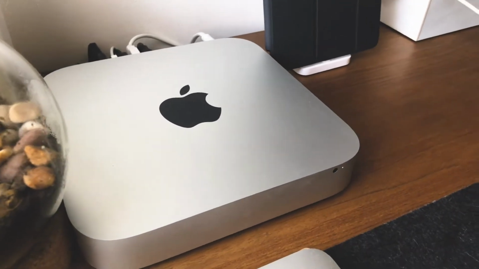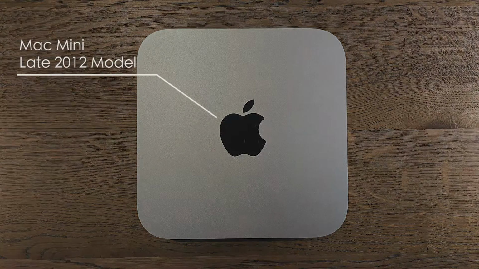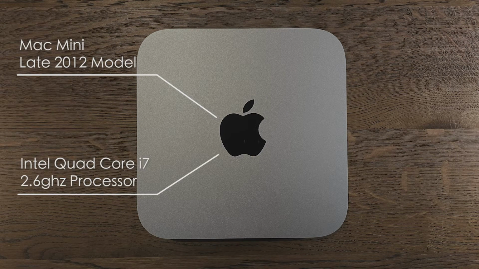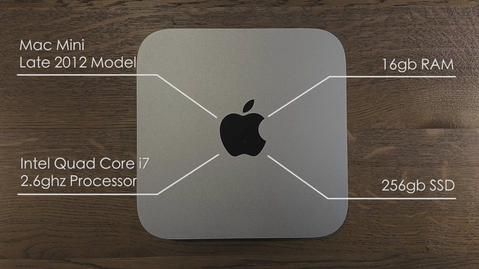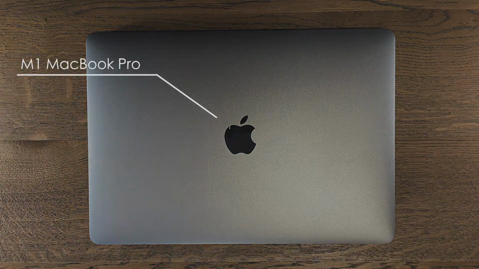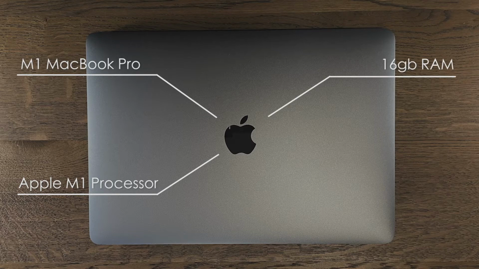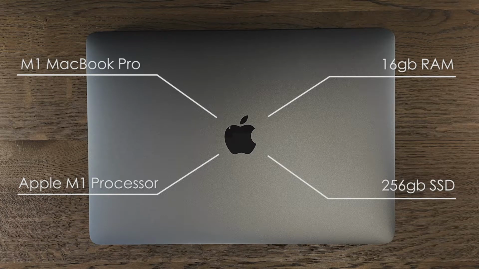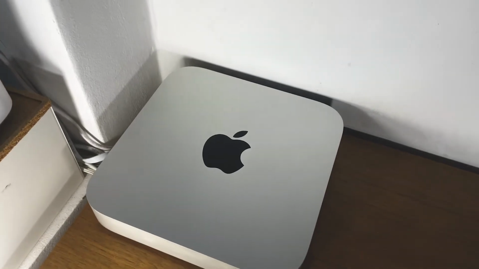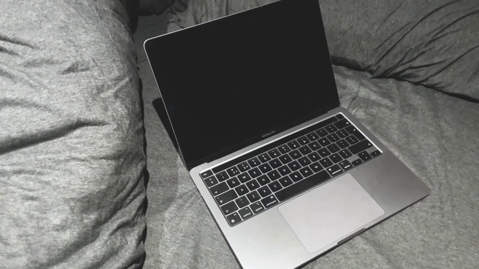Let's break down the specs. The Mac Mini, which has been my main machine for the last 8 years, was equipped with an Intel quad-core i7 2.6GHz processor, 16GB RAM, and 256GB of SSD. The M1 MacBook Pro, which I've just upgraded to, has an Apple M1 processor, 16GB of RAM, and a 256GB SSD. The specs for both are very similar, apart from the processor, but that's enough.